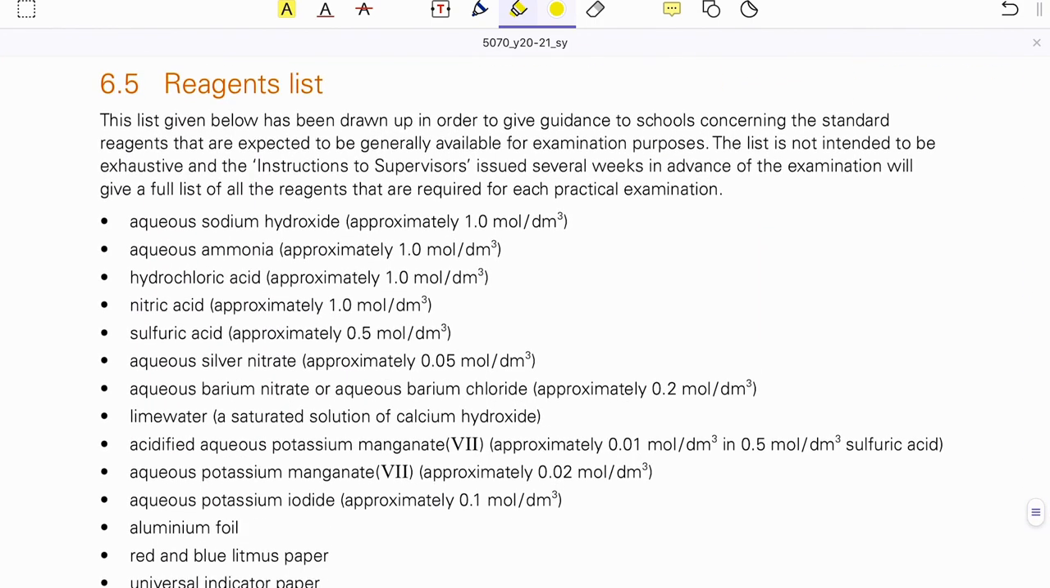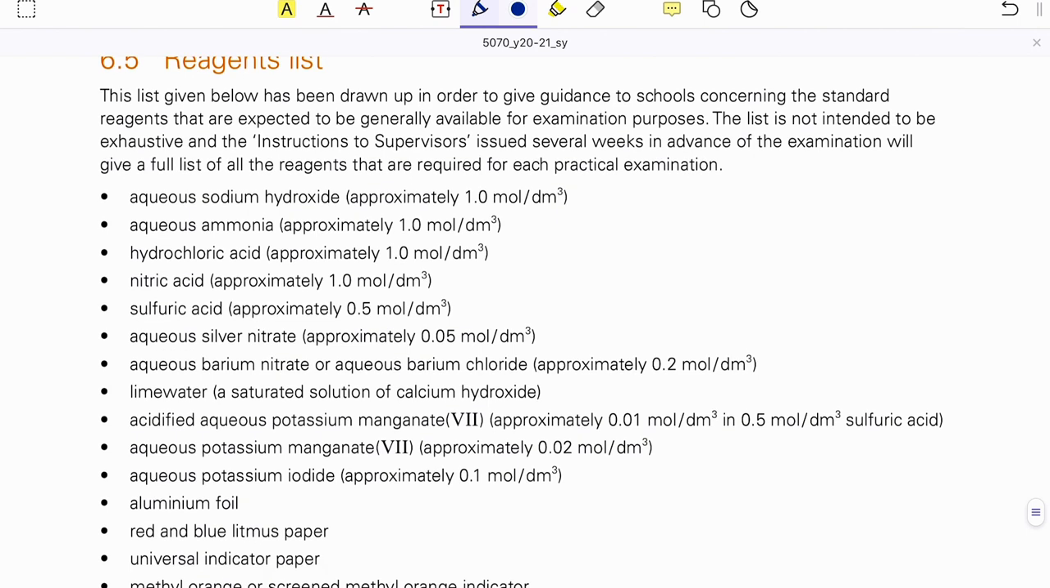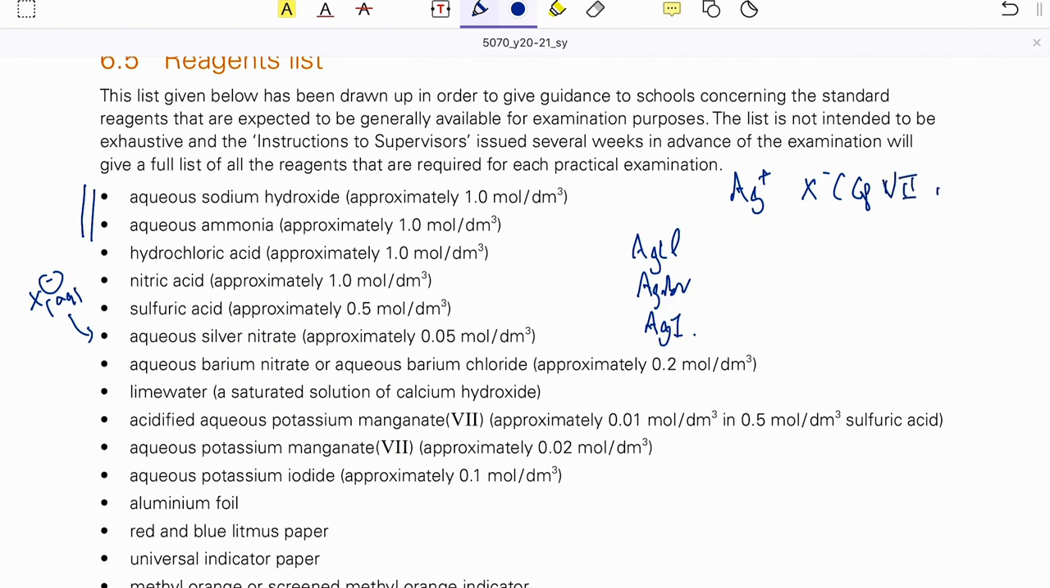Reagent list. So having a look at the reagent list, what kind of things are weird? So these are all normal, really. Sodium hydroxide, ammonia, those are standard because it's part of the qualitative analysis to test for cations and anions. You need the silver nitrate to test for the halide, group 17. So you should know the color of silver chloride, silver bromide, and silver iodide, and their correct formula as well. So Ag+ X-, group 7 ion, so that is in O level. In A level, you will have learned group 17 ion. Okay, so I guess don't get confused.